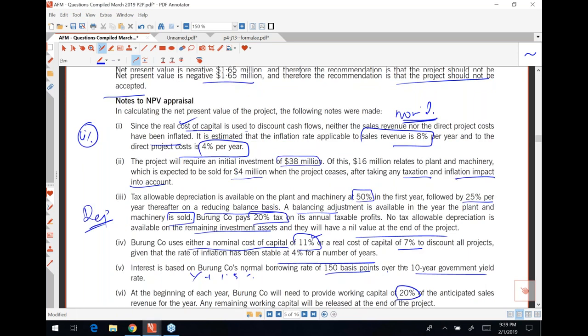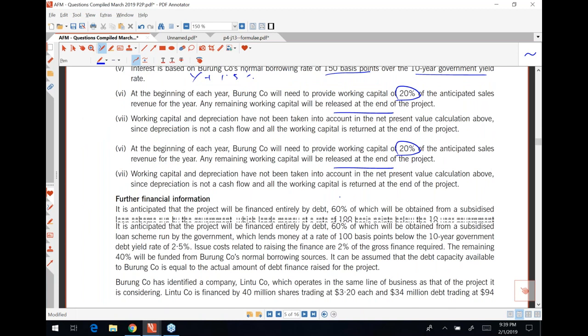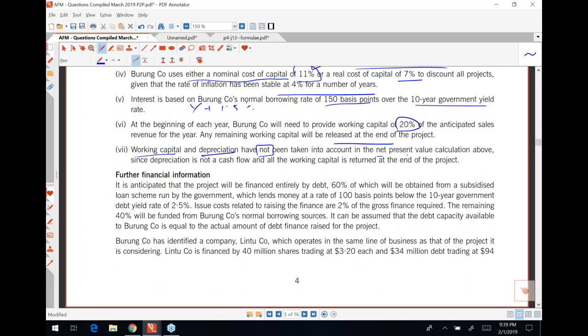It says working capital and depreciation have not been taken into account in the NPV calculation above, since depreciation is not a cash flow and all the working capital is returned at the end of the project. So they have not considered that.